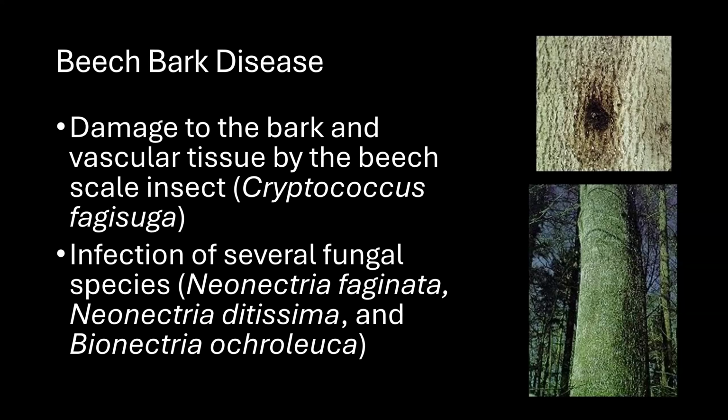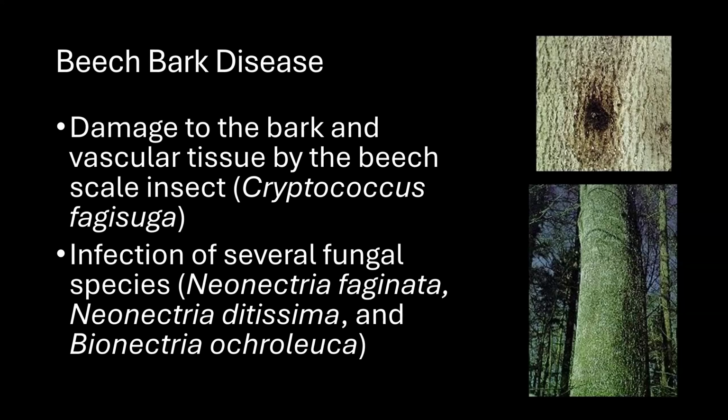But it almost creates like this white film, if you will, or these little white patches along the trunk. So you really can't miss it. But the scale insect will damage not only the bark, but the vascular tissue under the bark, and it can be very problematic and weaken the tree.